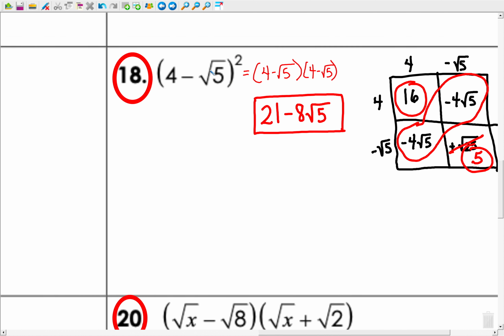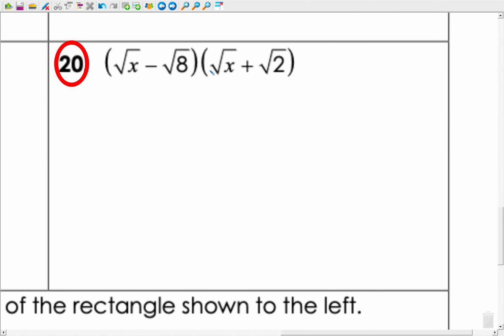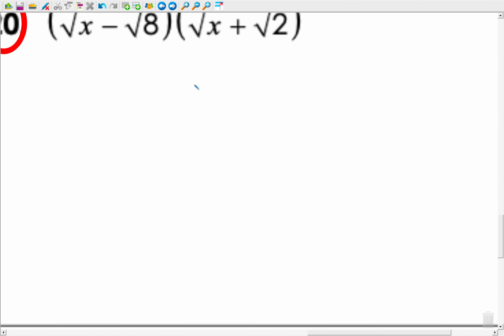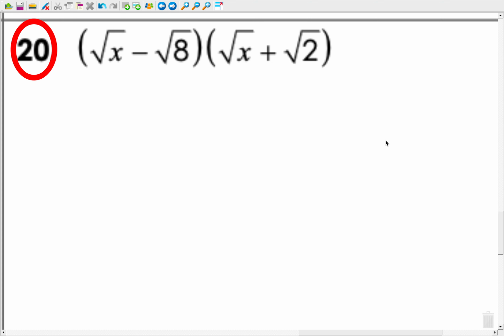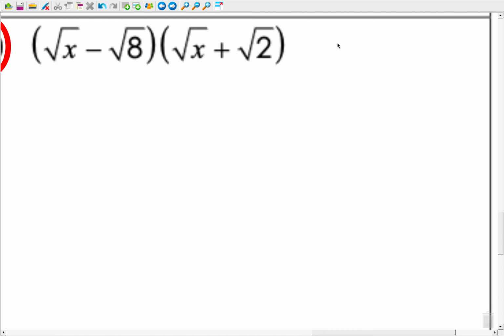Okay, what's next? Number 20. For number 20, this is a doozy. I'm going to need you to really stay with me for this one. But this is our last one. We need a box once more. So draw yourself a box to the side.